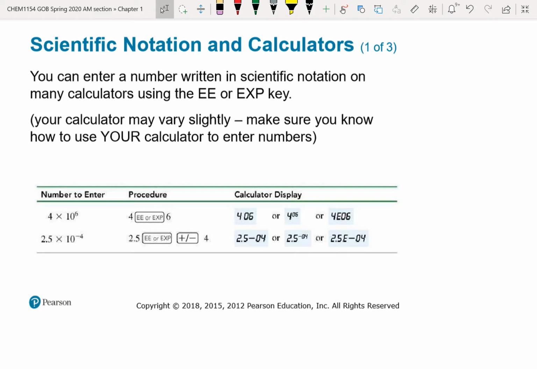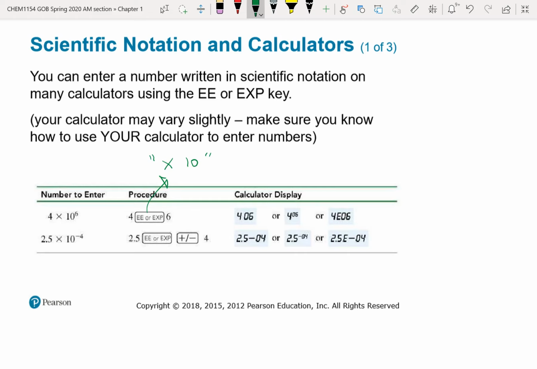All right, so we're going to enter 4 times 10 to the 6. So hit 4, and then when you hit that EE button, what that tells the calculator to do is it automatically means times 10. So when you type that in, it's prompting you now to enter what the power of 10 is. So 4 EE, and then in this case it's 6.